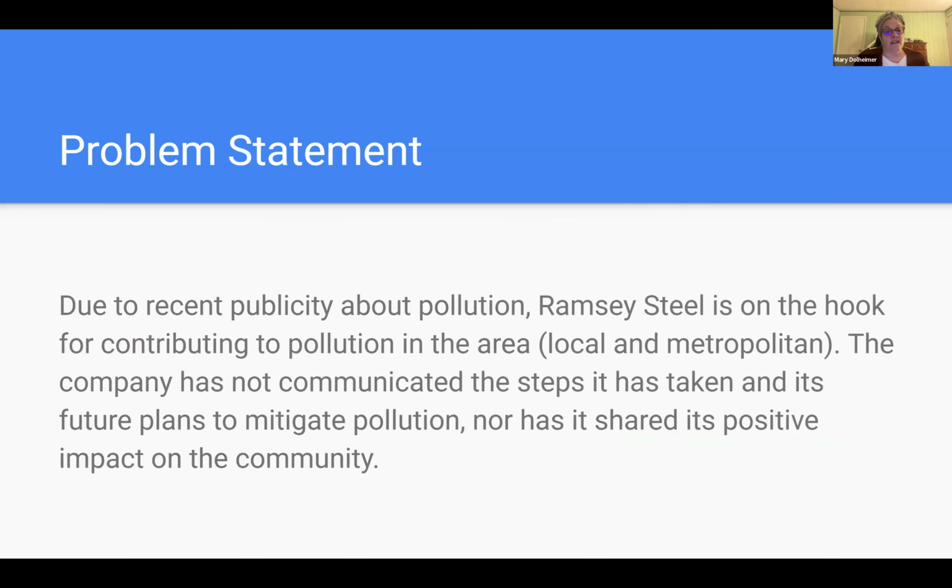Problem statement. Due to recent publicity about pollution, Ramsey Steel is on the hook for contributing to pollution in the area. It's local and metropolitan. The company has not communicated the steps it has taken and its future plans to mitigate pollution, nor has it shared its positive impact on the community.